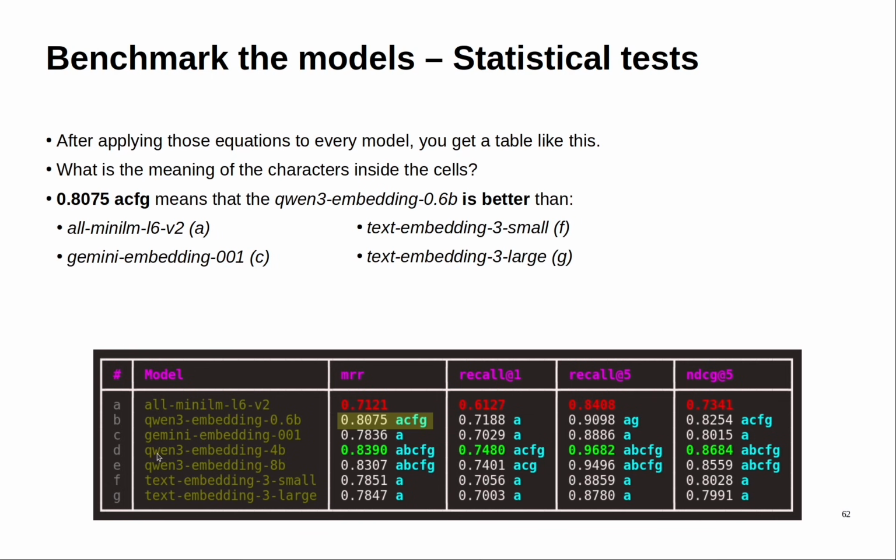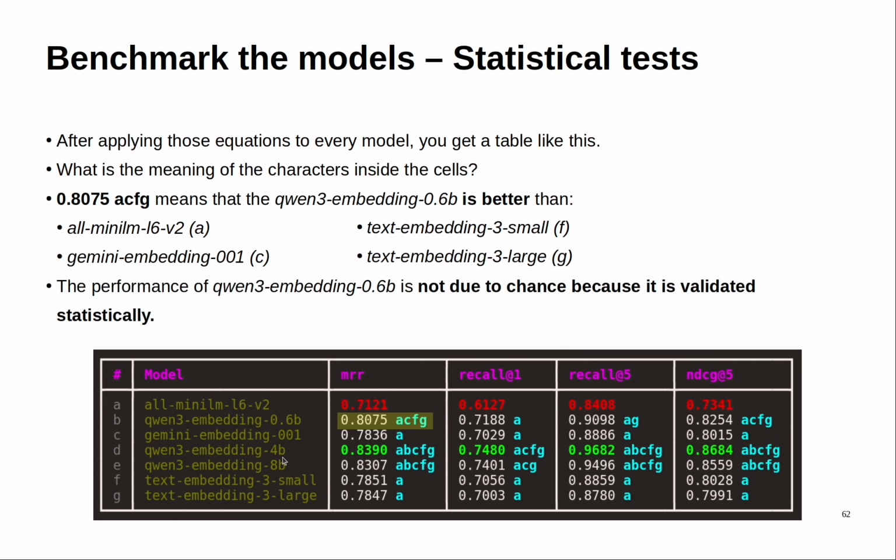But if we look at the Qwen3 embedding 4 billion model, this one is the best model in this test that I performed. If you look at the scores in all metrics, you'll see that the Qwen3 embedding 4 billion has the highest scores. And if you look at the letters, it shows you that it's better than A, B, C, F, and G, but it's not better than the Qwen3 embedding 8 billion model, because when we performed the tests, we saw that they are similar to each other because there isn't a big difference between these two models. In order to get this insight, we need to perform those statistical tests. Ranx allows us to do that.